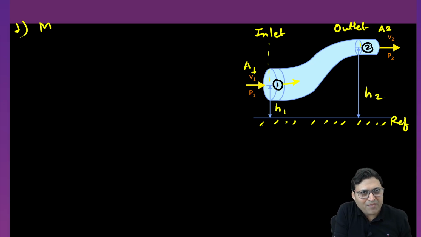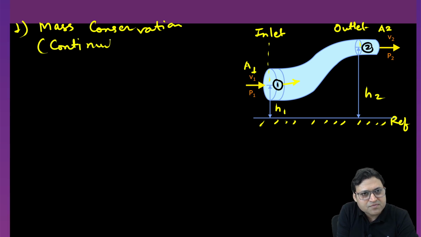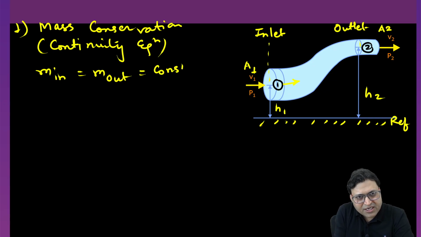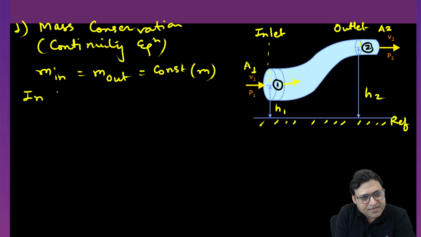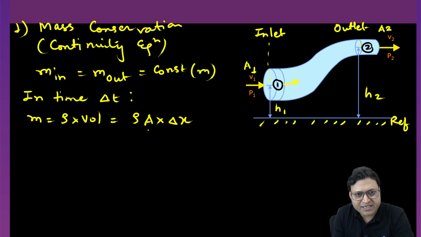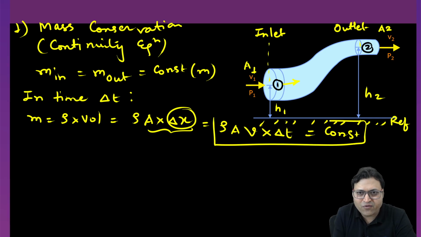So first of all, let us talk about the mass conservation equation. If we apply the mass conservation, which is also called the continuity equation, according to the continuity equation the mass entering should be equal to the mass leaving the pipe. That remains constant, we can call it m. So in time delta t, mass is equal to density into volume. Volume is area into delta x, displacement. Area into distance is volume, and delta x displacement is equal to velocity into time. So we can write it as rho into A into V into delta t. That should remain constant. That is our continuity equation.